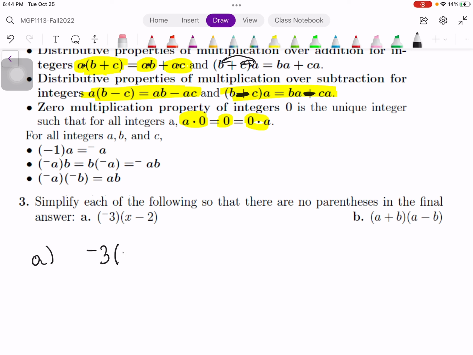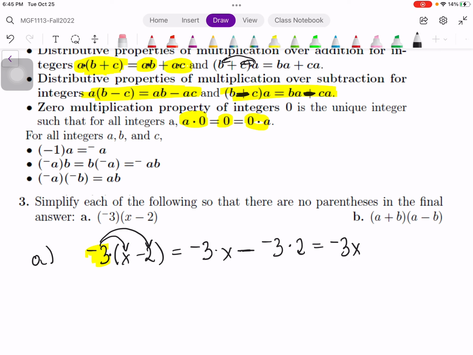Negative 3 times x minus 2. So it says that multiplication can be distributed over subtraction. So we do negative 3 times x minus negative 3 times 2. So I distributed this multiplication over subtraction. It multiplied x and it multiplied 2 and subtraction remained, right?